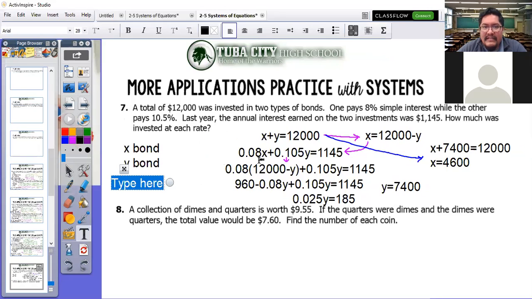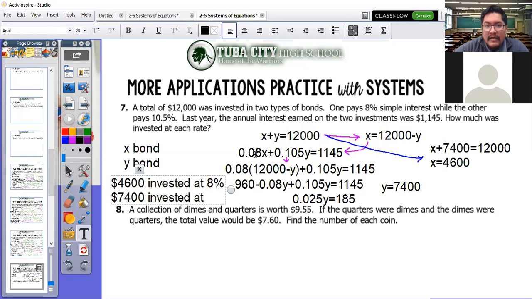So how much money was invested at each rate? Looking at X, 4,600 was invested at, and again, this is our X value, and the X value was 8%. And then over here we have 7,400 was invested, so that's our Y value, and the Y here, that's our 10.5%.